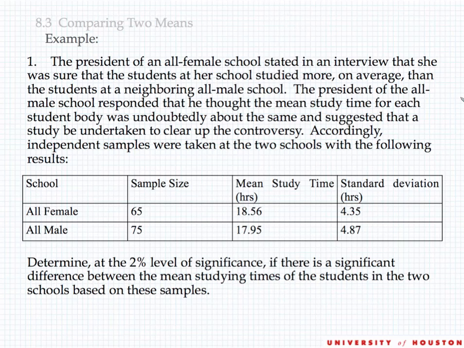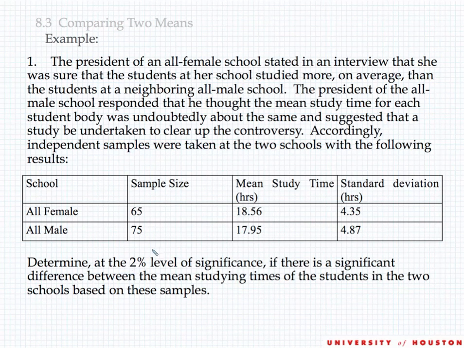For example, the president of an all-female school stated in an interview that she was sure the students at her school studied more on average than the students at a neighboring all-male school. The president of the all-male school responded he thought the mean studying time for each student body was undoubtedly the same and suggests that we undertake a study to clear up the controversy. Independent random samples were taken with the following information.